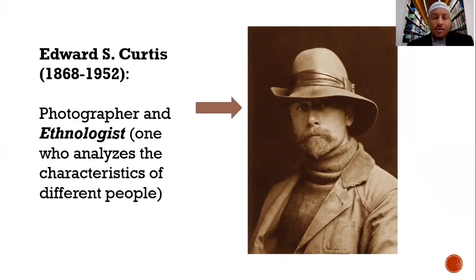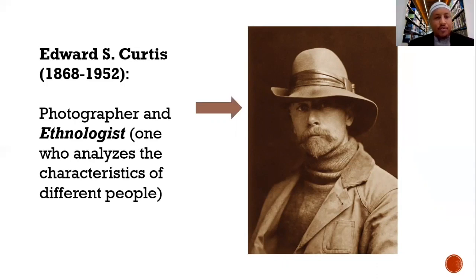His name is Edward Sheriff Curtis, Edward S. Curtis. He was born in 1868. He died in 1952. Now, he was a photographer. We all pretty much know what a photographer is, right? Someone who takes pictures, images. But he was also an ethnologist.